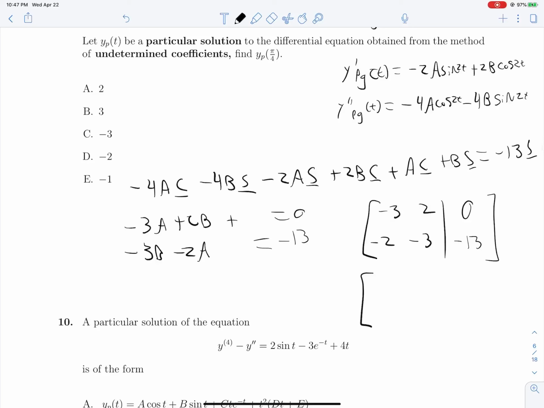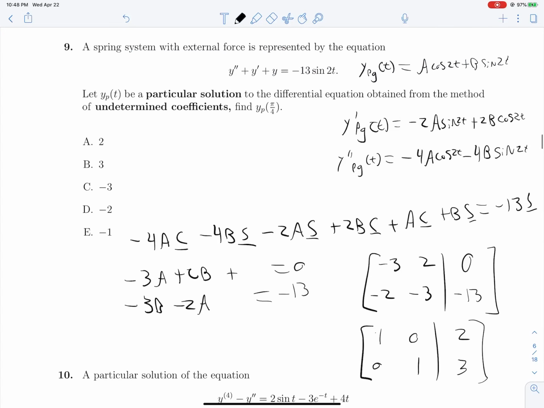Let's simplify this. Let's multiply row 2 by 3, and also multiply by negative 3. That will give us 6, 9, and 39 there, and then we still have our negative 3, 2, 0, and then we'll add 2 row 1s to it. That'll give us 0, 13. Oh, look how that works out. We get 1, and 3 there, 0, -6 there, so 1 and 2.